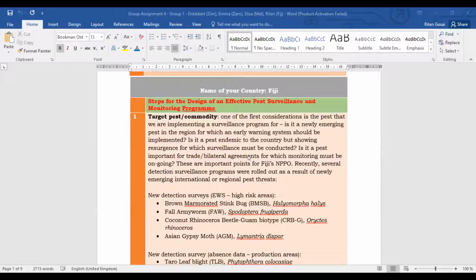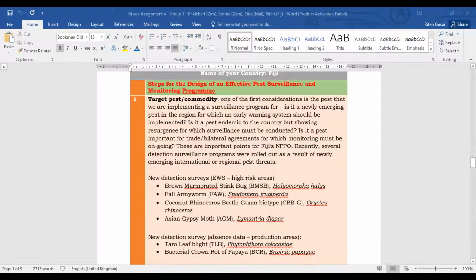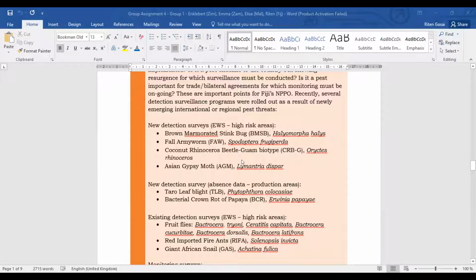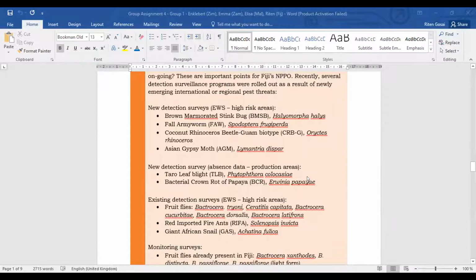So when it comes to targeting the pests and commodities in Fiji, I talked about some of our new detection surveys that were established very recently. And this is for pests that are not present in Fiji, but are emerging threats internationally or regionally. Then I also mentioned new detection surveys to collect absence data. This is very important for trade and market access, because these pests are not present in Fiji, and we were collecting absence data from production areas.